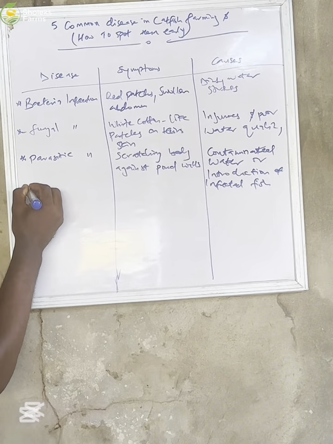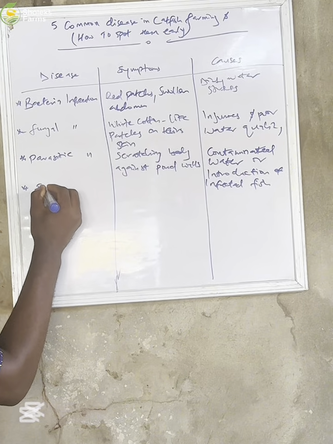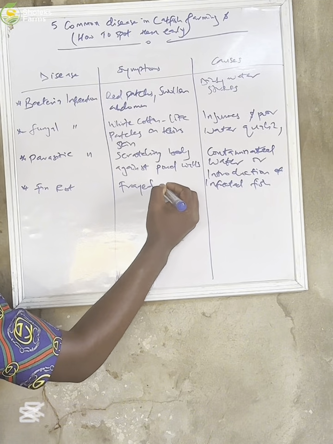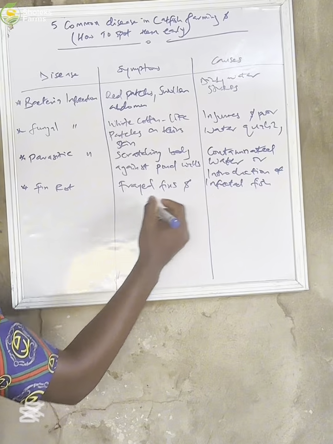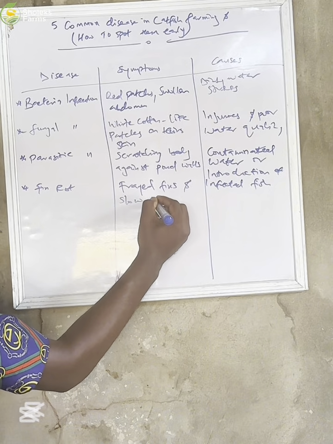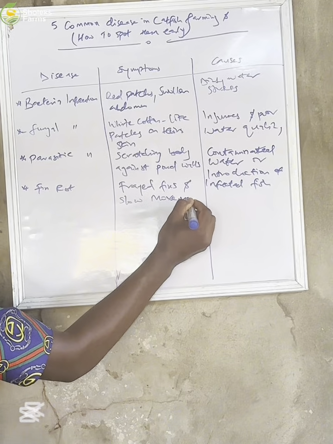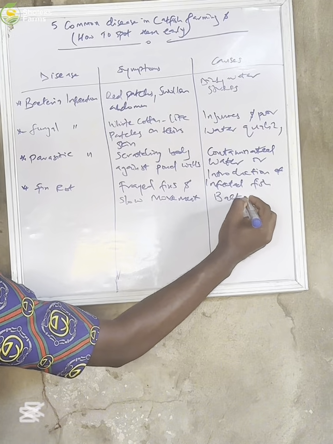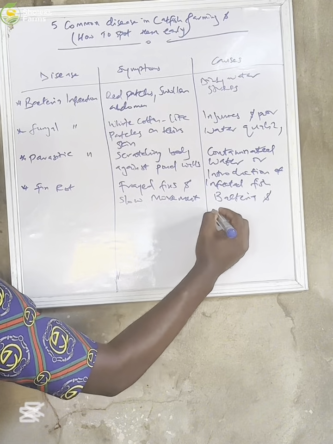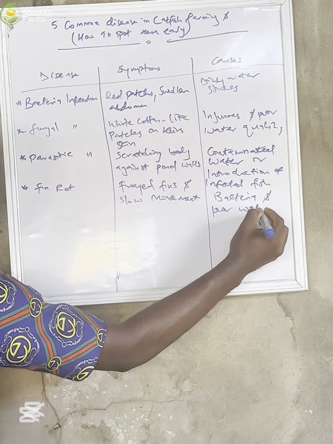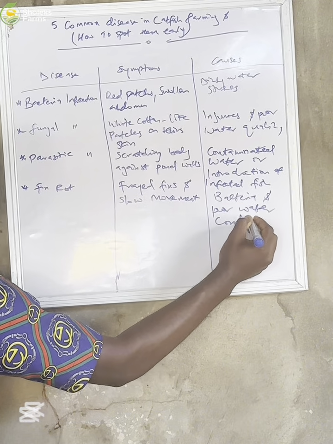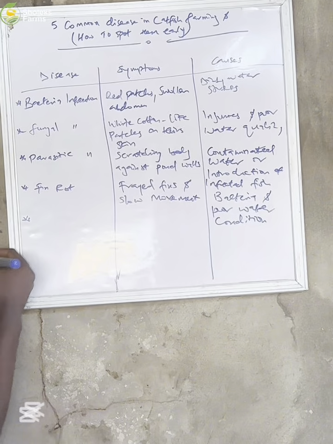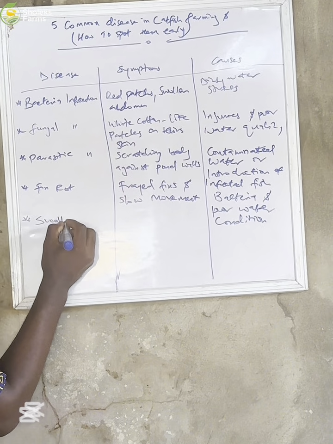Number 4, we have the fin rot. Symptoms are frayed fins and slow movement. Causes are bacteria and poor water condition. Then number 5, which is the last one, we have the swollen head disease.